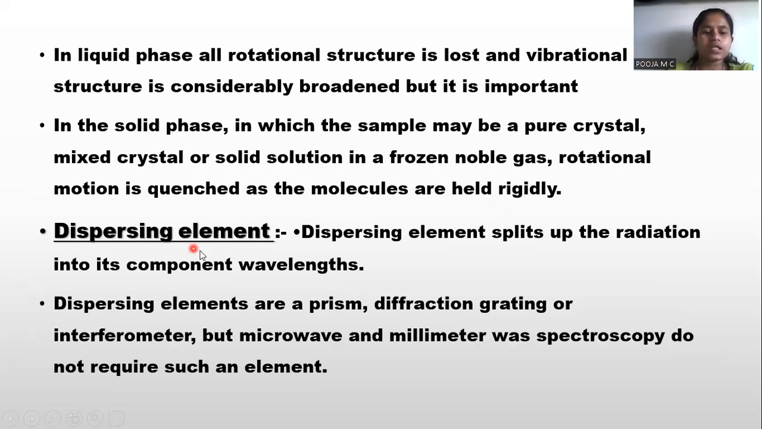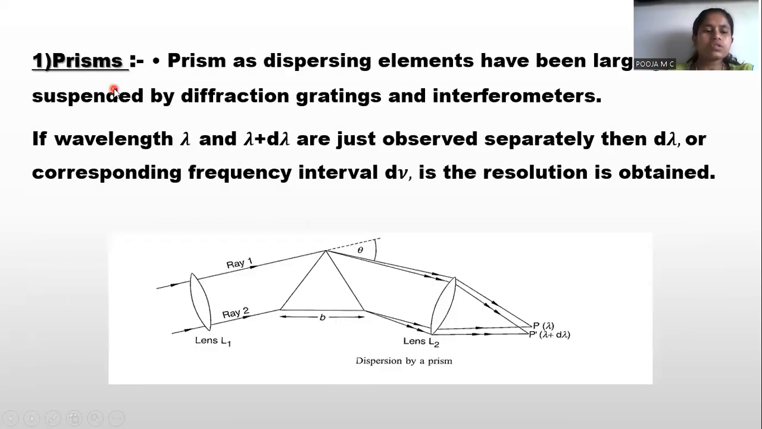Next, the dispersing element. A dispersing element splits up the radiation into its component wavelengths. Dispersing elements are the prism, diffraction grating, or interferometer, but microwave and millimeter wave spectroscopy do not require such an element. Next, the prism. Prisms as dispersing elements have been largely superseded by diffraction gratings and interferometers.